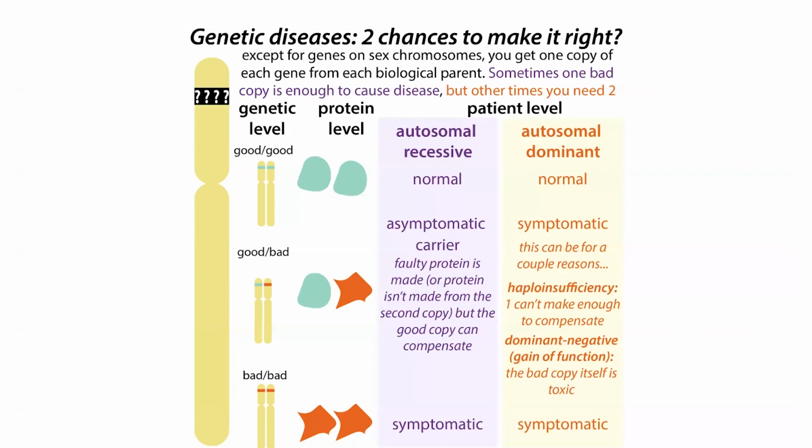This can be that it's gained a new function that's making it do other things, or it could just be that it's not working, and so it's hogging the machinery that the good copies would need. And in the case of Huntington's, it's largely thought to be gain of function, this dominant negative effect, where the bad copy is clogging up cellular machinery.